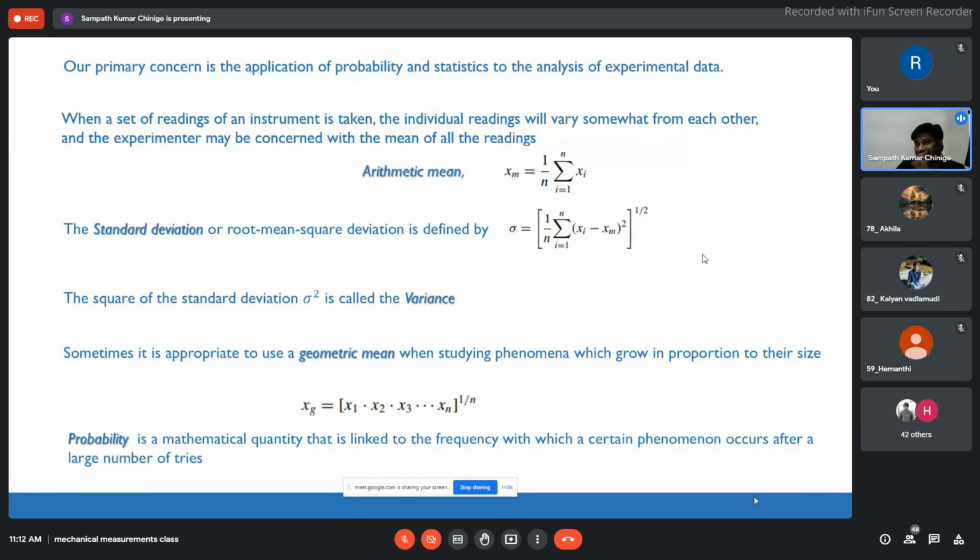There are multi-samples by different instruments. And by doing suitable statistical analysis, we can find or determine how much deviation that measurement will have. So that is basically your multi-sample experiment.